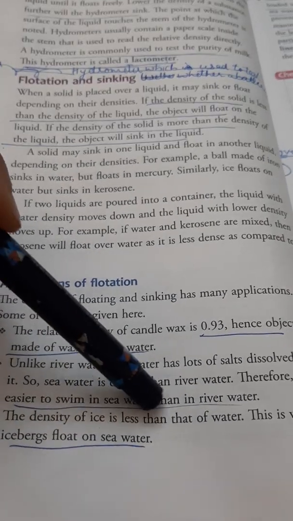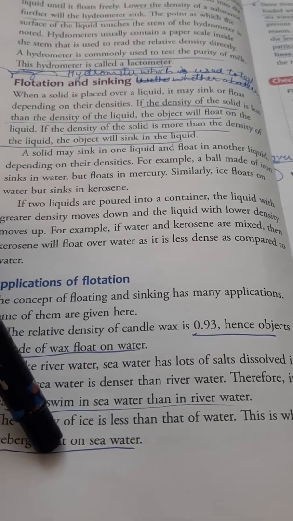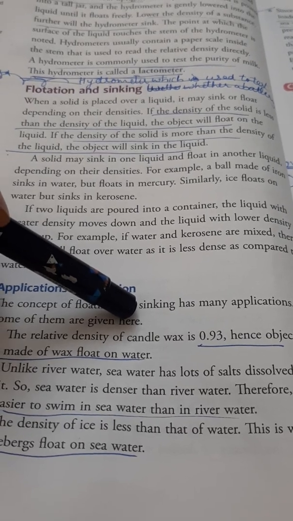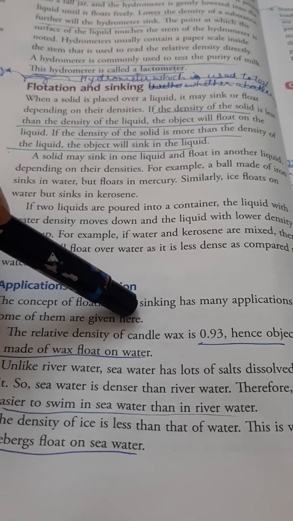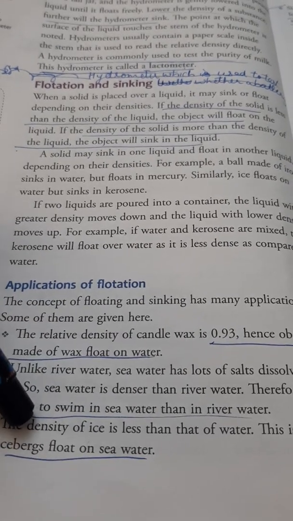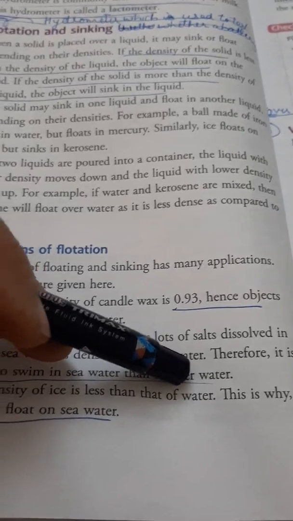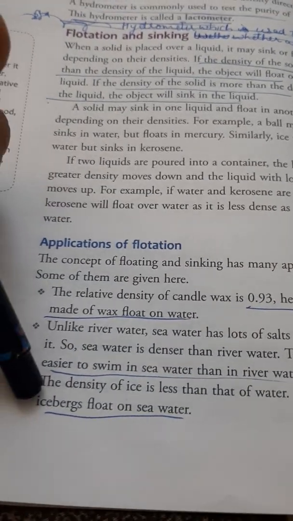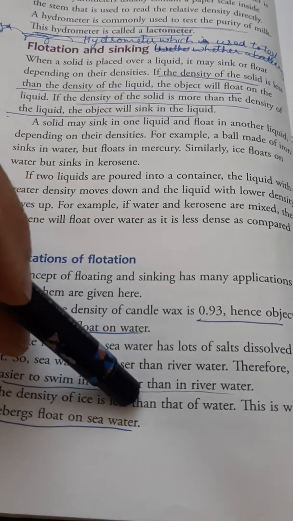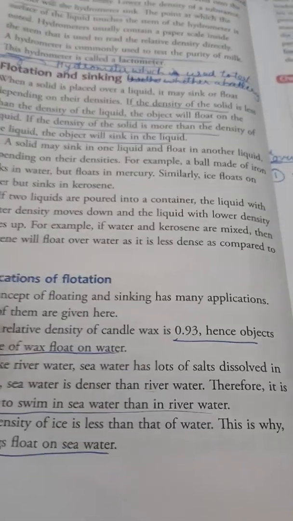Density of ice is also less than that of water. So that is why whenever we put a piece of ice in our drinks, soft drinks, or cold drinks, you find that the ice floats on water. Why? Because the density of ice is less than that of water. This is also the reason why icebergs float on seawater, because their density is lesser than that of the seawater.